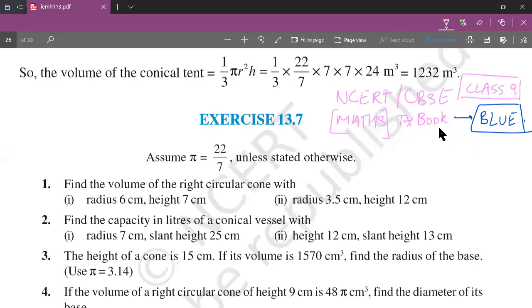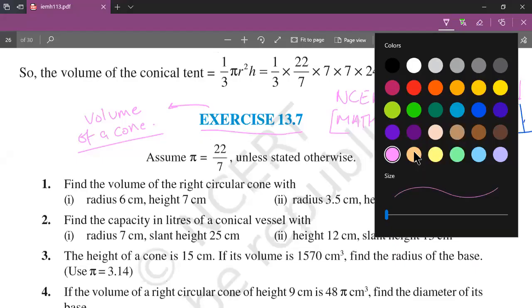Okay, so today we are going to solve chapter 13 of surface area and volume, and we are going to solve exercise 13.7, which concerns the volume of a cone. Now all the problems that I'm going to do ahead are referred from the NCERT CBSE class 9th maths textbook, and for accurate precision, blue in color, so you could refer to it more easily.